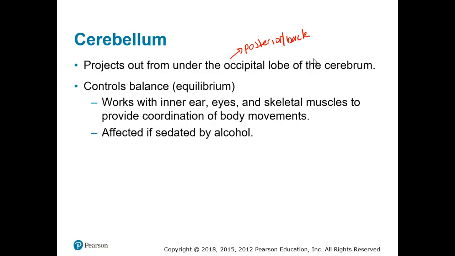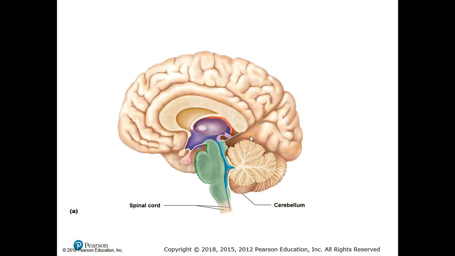And one thing to know about this structure, it is affected if you drink alcohol. And so when you drink alcohol, it hurts this organ, so you do not have coordinated body movements. You tend to stumble, you tend to fall. Here is our cerebellum. It kind of sticks out here on the posterior half. It's more convoluted surface as well. And here it is in relation to the spinal cord.